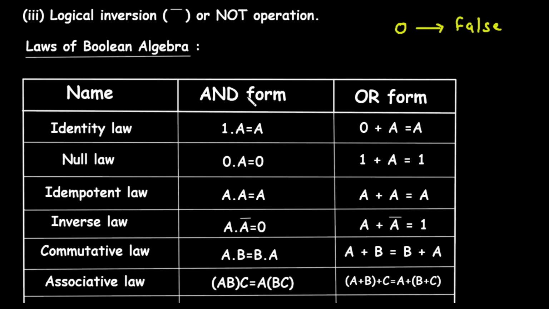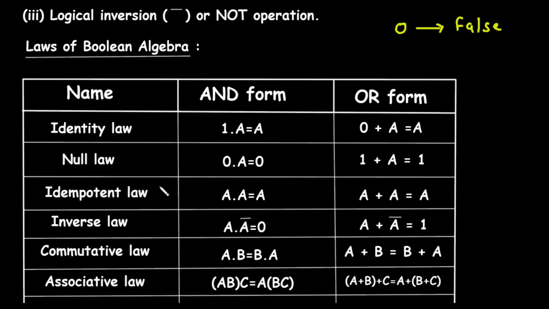Then for the AND form, here we can see 0 into A is equal to 0. So A AND false equals false. If one part of an AND statement is false or 0, the whole thing is automatically false no matter what A is. So 0 into anything is 0. It is like that.